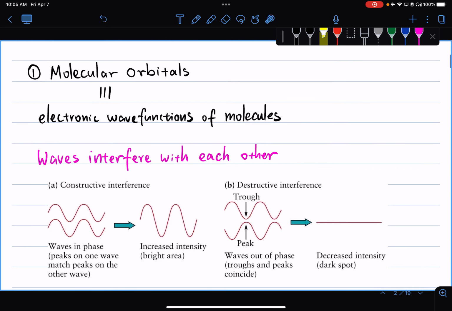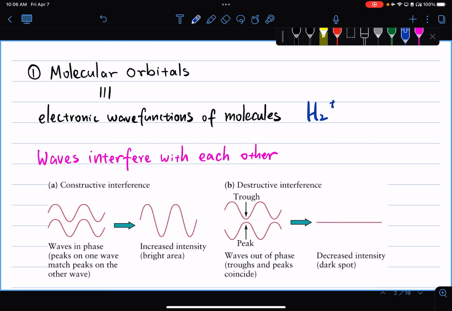Like atomic orbitals, when we talk about molecular orbitals, we're saying these are electronic wave functions of molecules. Atomic orbitals are electronic wave functions for atoms. Molecular orbitals are electronic wave functions for molecules. We can solve these wave functions exactly for molecules like H2+ that only have one electron. So molecular orbitals, again, are wave functions of molecules.